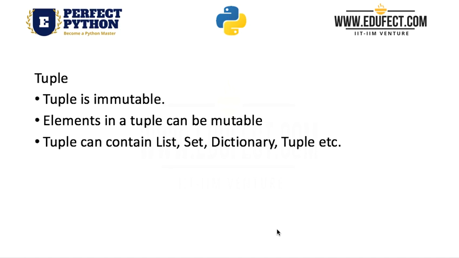In the case of a tuple, tuples are immutable. However, elements in a tuple can be mutable. So although the tuple is immutable, the elements within a tuple can be mutable. Hence a tuple can contain a list, set, dictionary, a tuple, etc. It can consist of numbers, strings, and also mutable data structures.